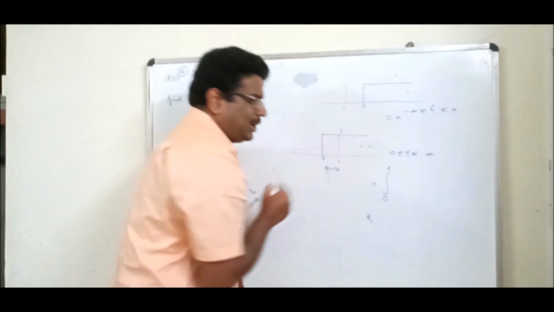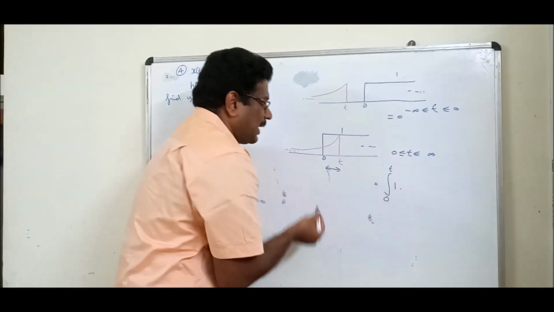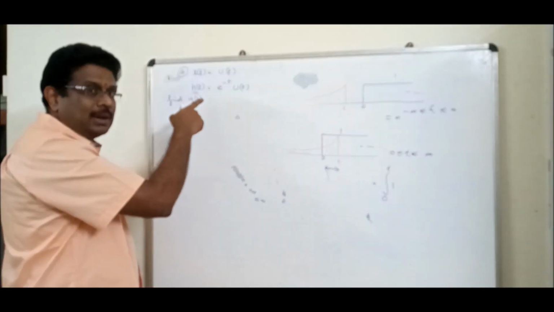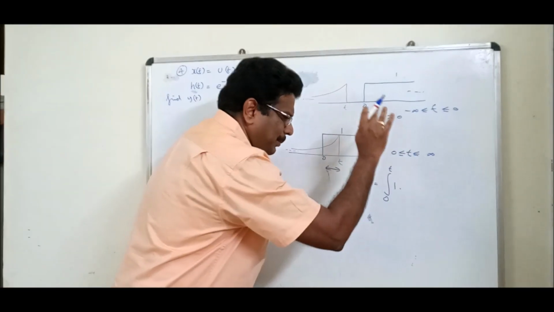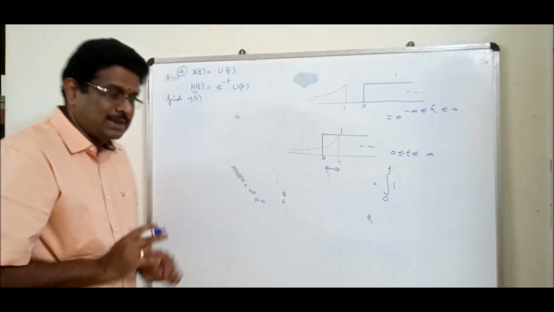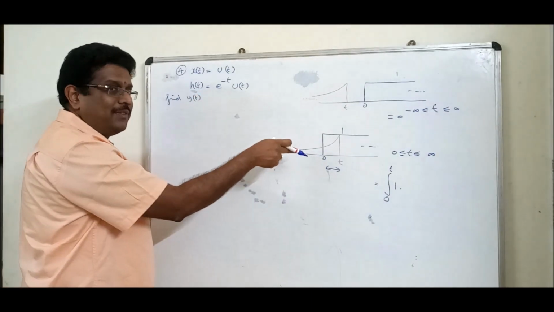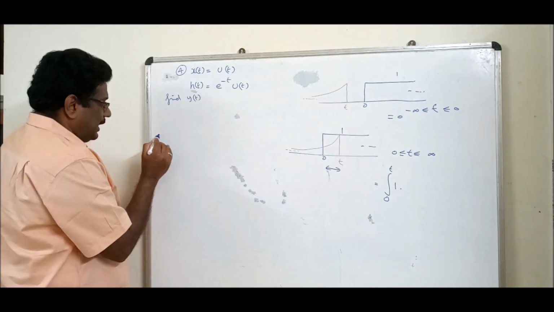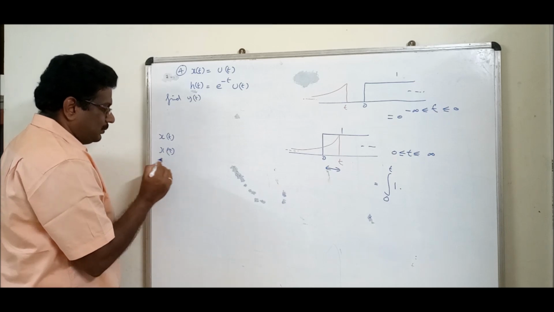What is the amplitude? The x signal is 1. What is the amplitude of the h signal? e power minus t. Most of us will write e power minus t. Absolutely wrong, because this is not the given sketch there. You have done a lot of modification. You did reflection, you have generalized. Can you recall? Given is x of t. You modified it to x of tau.